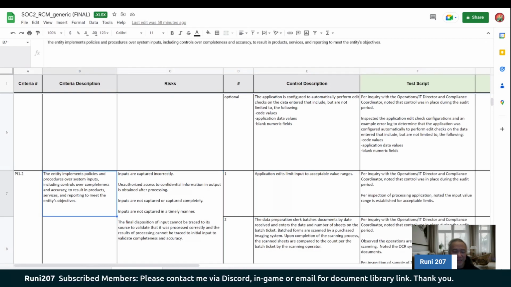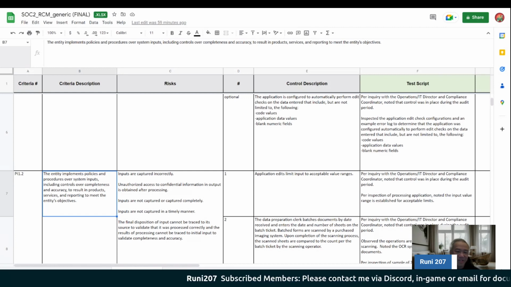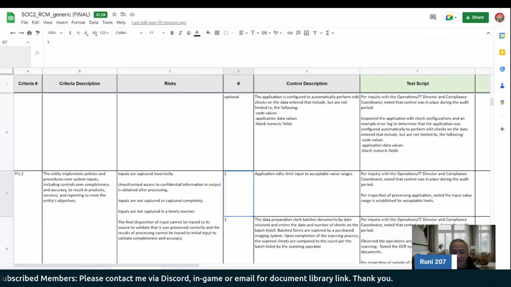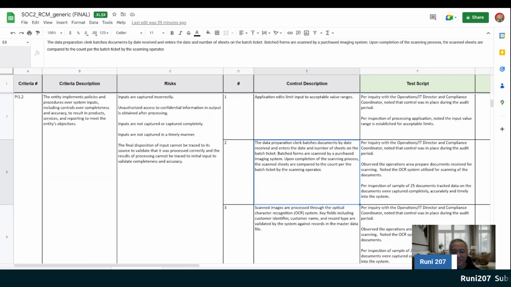The second one is the entity implements policies and procedures. I think good hygiene for any type of control or any type of environment is that you want to look at policies and procedures, and you want to make sure that they are representative of the environment and inclusive, so that they are complete, accurate, and meet the objectives. For example, for the first control description here, the application edits limit input to include value ranges, the data preparation, individual batches.